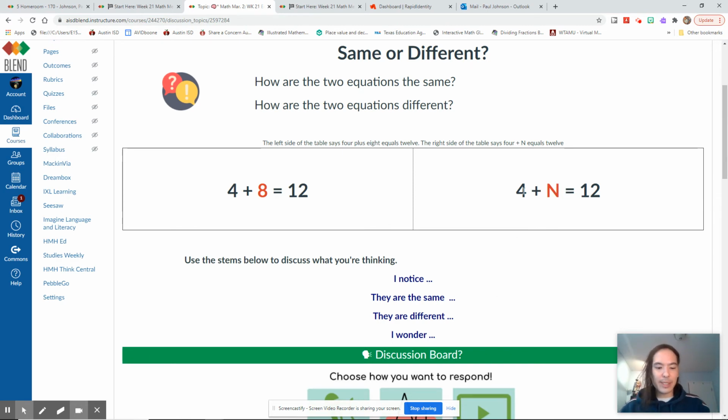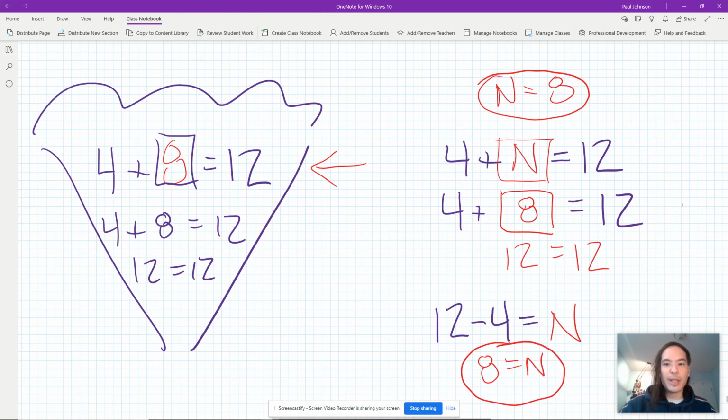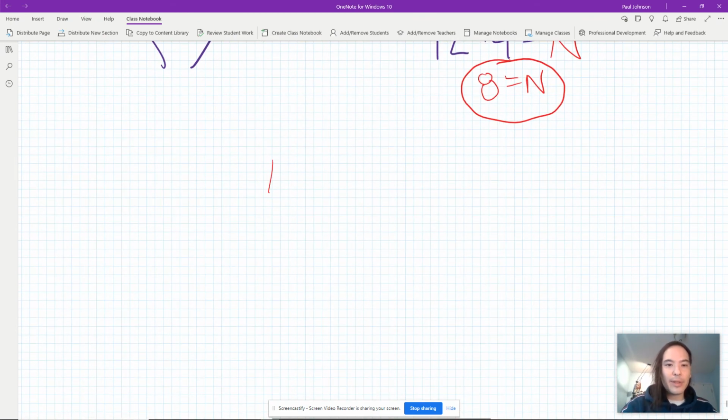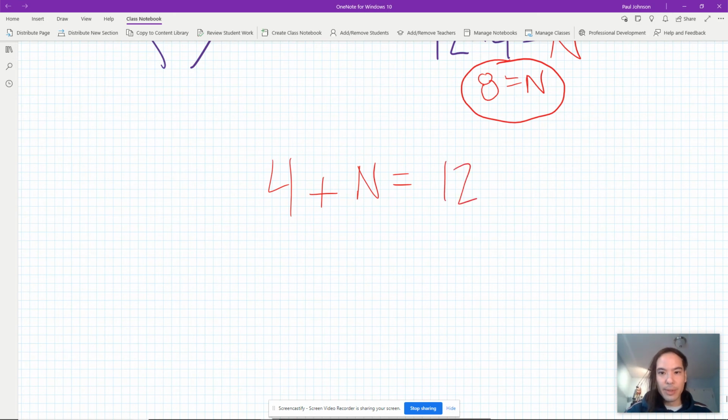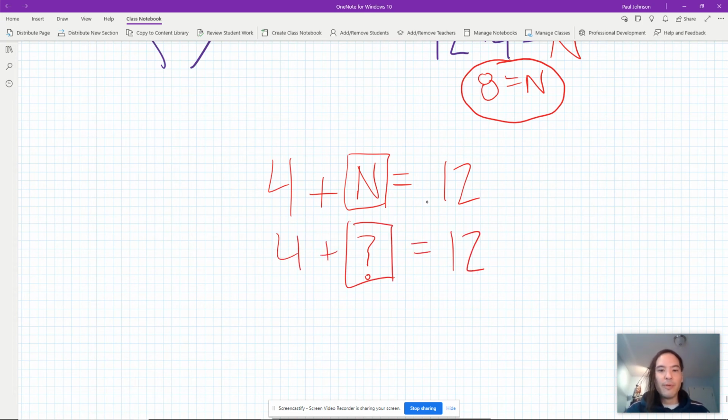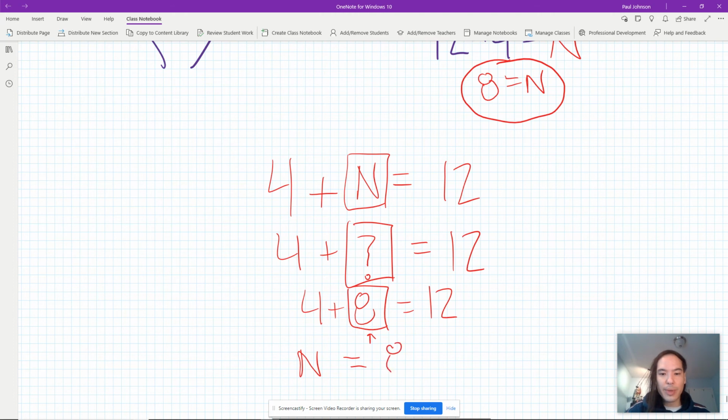So remember, the most important thing that you understand is now that you see letters in your problems, that means you have to figure out what is that missing piece. It's just like a puzzle. 4 plus some random missing piece equals 12. Our random missing piece is called n. So what can I put in for n to make this true? 4 plus 8 equals 12. So n is equal to 8.